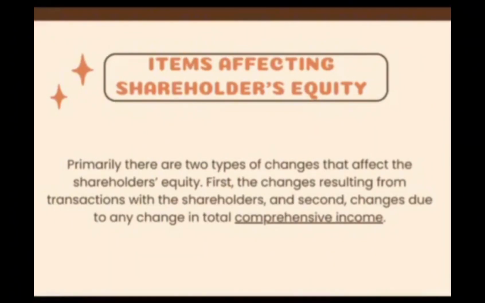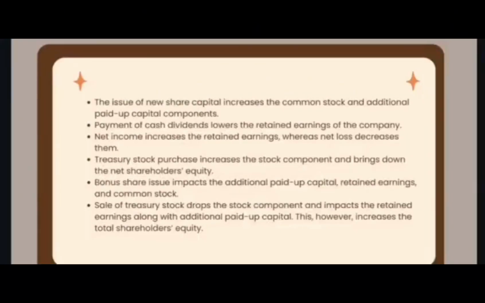Secondly, changes in total comprehensive income also affect shareholders' equity. Total comprehensive income includes net income and other comprehensive income. Net income, which is the profit or loss made by the company, directly affects the retained earnings of the company. The issue of new share capital increases the common stock and additional paid-up capital components. Common stock represents the par value of the share, while the additional paid-up capital is the amount paid by investors above the par value. This process helps the company raise more capital.